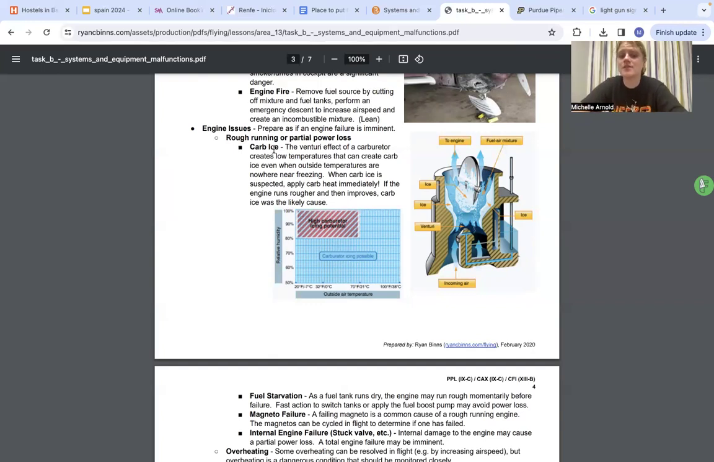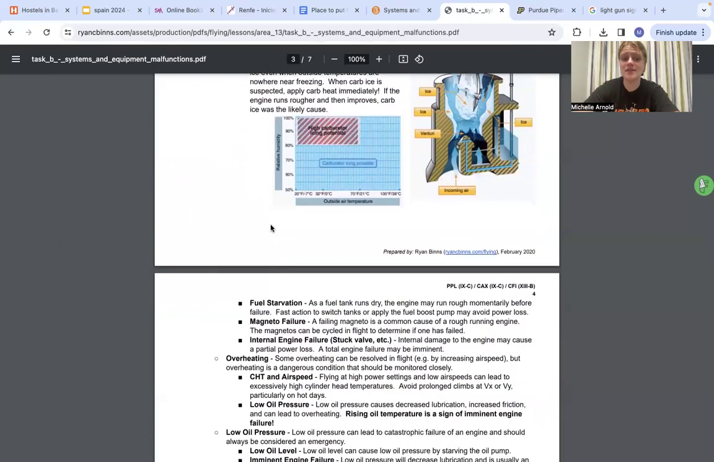So if you do notice some rough running of the engine, one thing you can do is turn on the carb heat. This will put exhaust heat from the engine into this Venturi and melt the carb ice. A way to tell if it's working is the engine will start running a little bit rougher initially, but then it should start running better. So if you turn on the carb heat and the engine starts running rough right off the bat, don't freak out and take the carb heat off. That's supposed to happen.